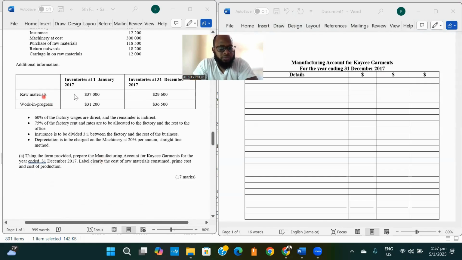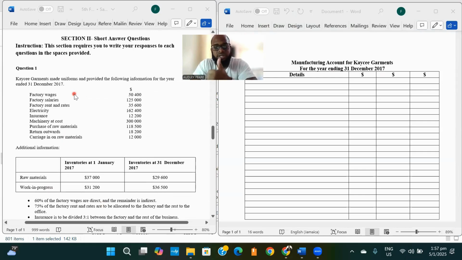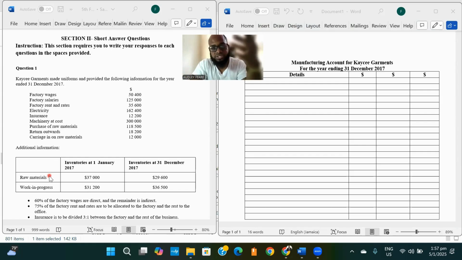All right, go down. Remember you have your stock of raw materials. You'll also have finished goods, if any, and also remember your work in progress. So you will have three stocks within the entire manufacturing account. But for this question, you will only have the work in progress and the raw materials, and you'll work to find the finished goods, which is the finished stock.